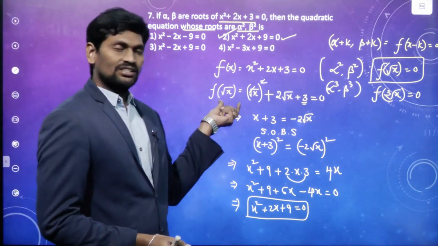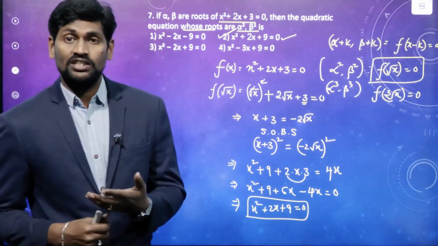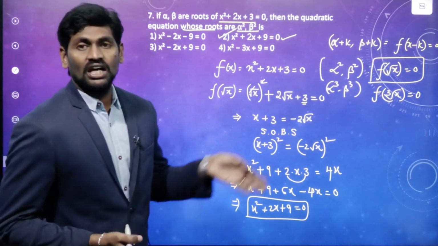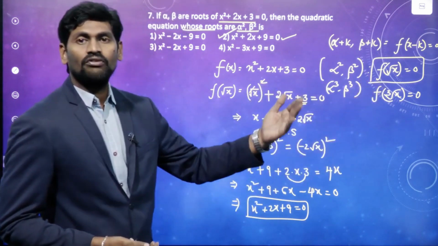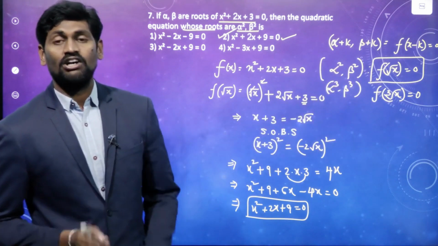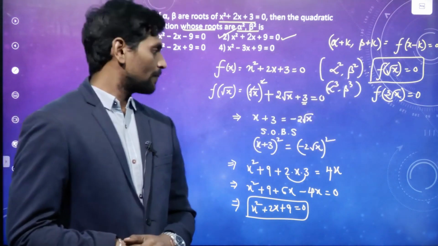We are applying root x. In transformation of equations we have learned that if alpha square, beta square are roots, then f of root x is our required quadratic equation.